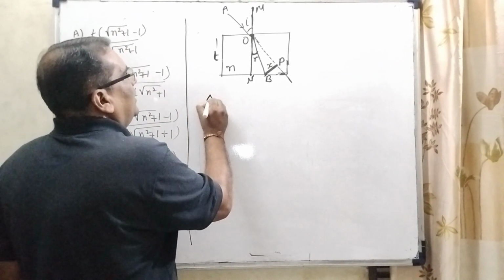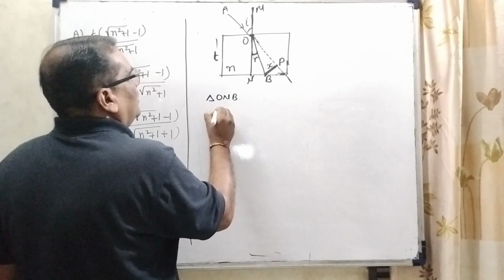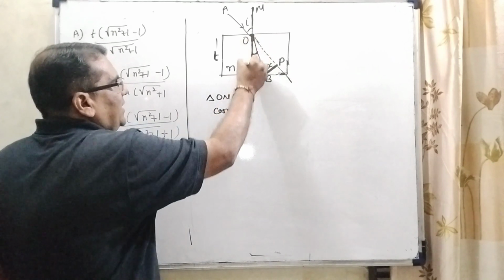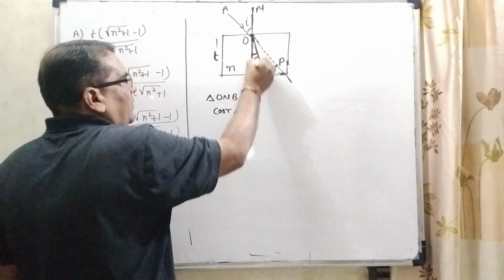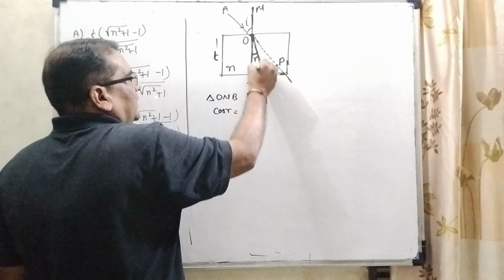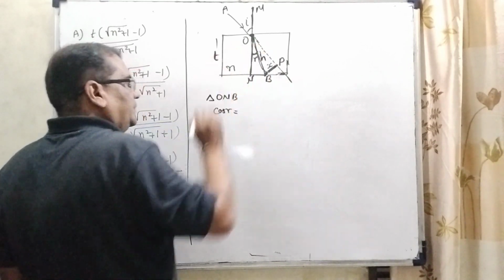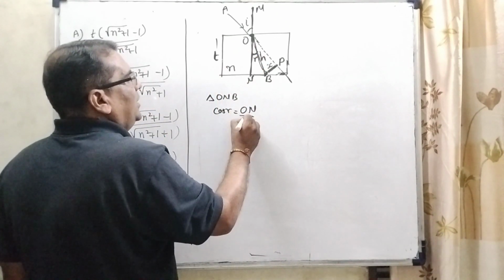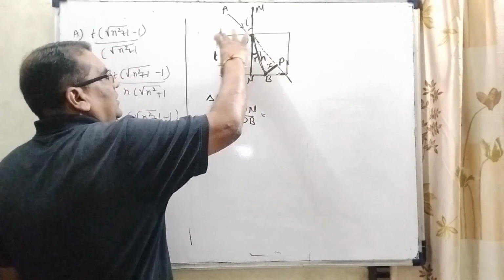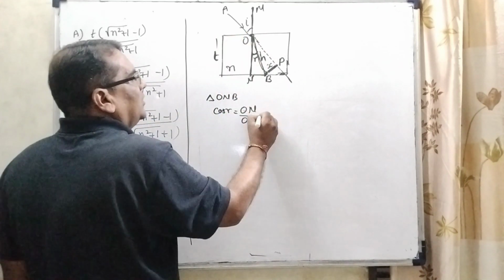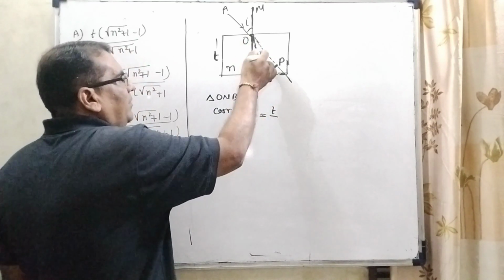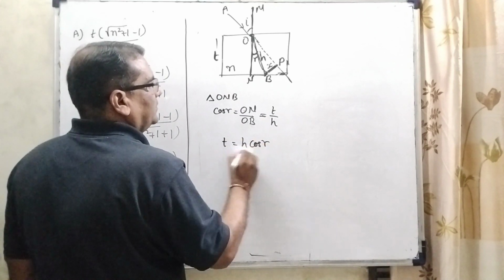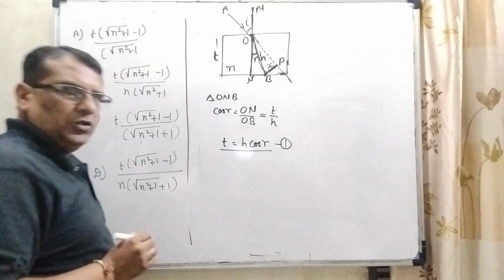Now in triangle O N B, cos r is the base over the hypotenuse, denoted by small h. So what is the base? ON is the base and OB is the hypotenuse. And ON is the width of this glass slab, so it is t, and OB we have labeled small h. So t can be written as h cos r. It is the first equation. Is it okay?